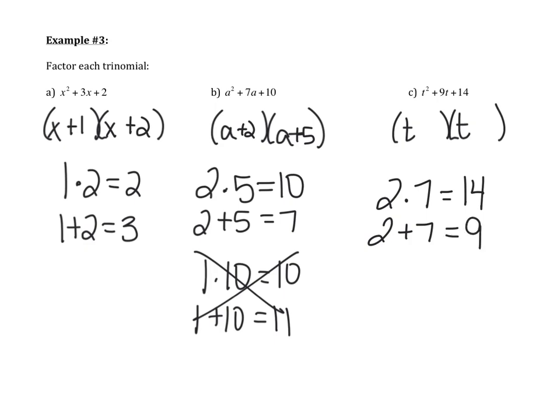I could have also looked at 1 and 14. 1 times 14 is 14, but 1 plus 14 is 15, and I want that 9 in the middle. So again, I'm going to use the 2 and the 7. So I'm going to put plus 2 here and plus 7 there. As before, I could have put the 7 here and the 2 here. It wouldn't matter. And again, always think about multiplying it back out to make sure you get what you started with. And this would. I'd have t times t is t squared. T times 7 is 7t, and this would give me 2t, so 7t and 2t gives me 9t in the middle, and 2 times 7 is 14.